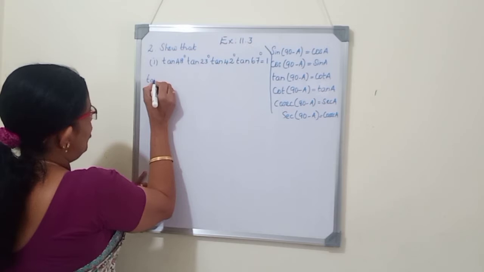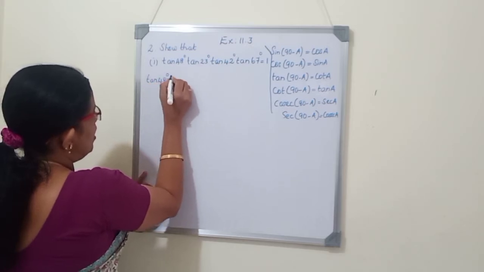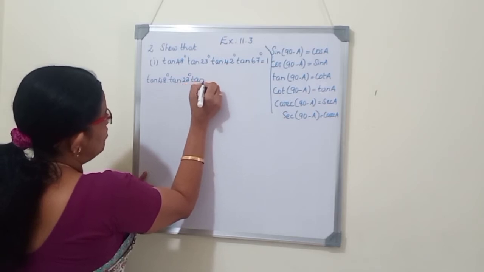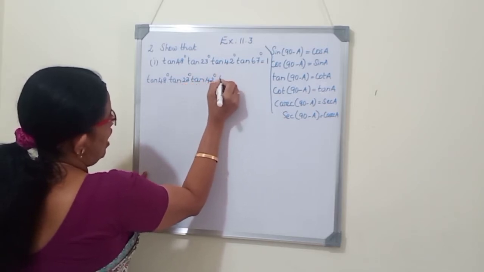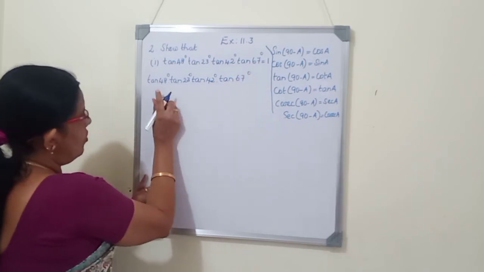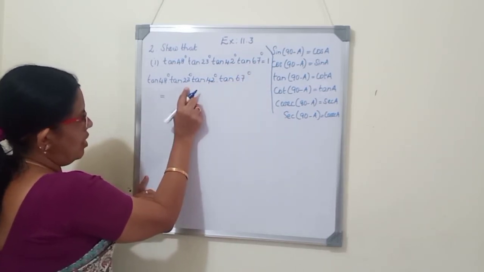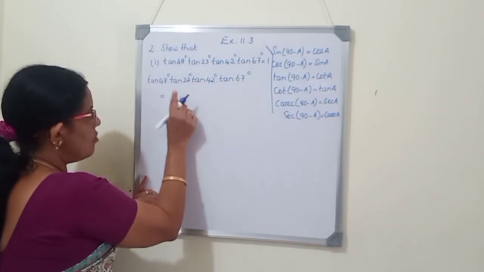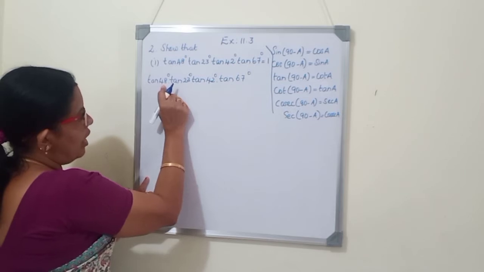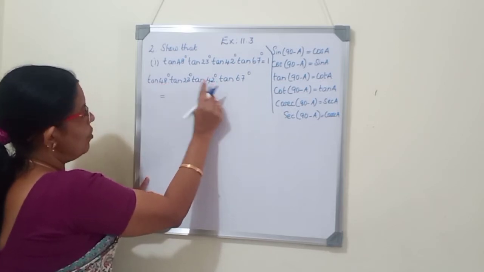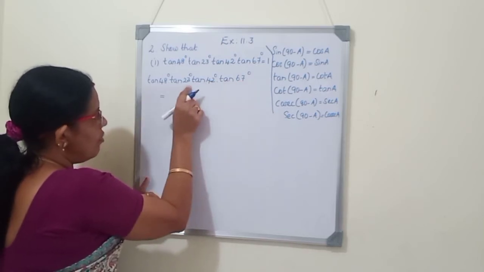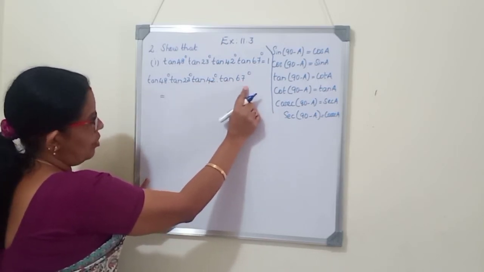Tan 48 degree into tan 23 degree into tan 42 degree into tan 67 degree equals. Now here what we have to do is, first two we can change or last two we can change, because we will see the angles. See here, 48 degree, 90 minus 48 becomes 42, and 90 minus 23 is 67. So either first two you can change or the last two you can change.